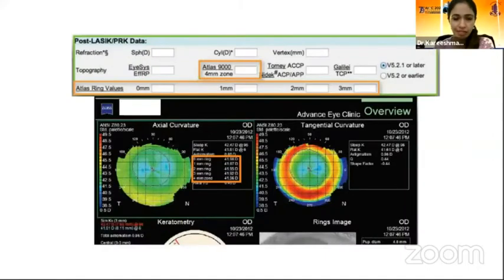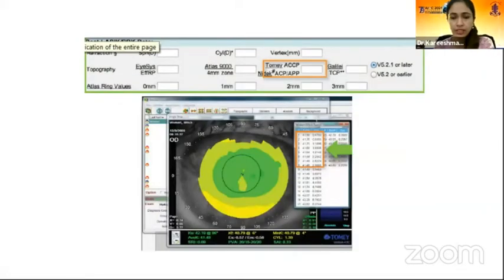If it's an Atlas, for example, it asks you for your 4 mm zone values, and this is how the display looks. So you need to pick the value in the ring at the 4 mm zone. Similarly, for TOMI, you have the anterior corneal curvature power map, and you take the value from that.